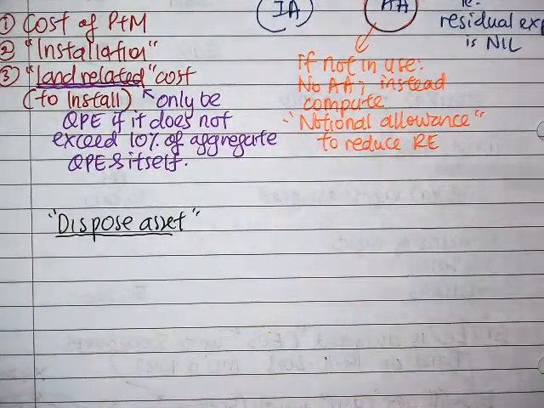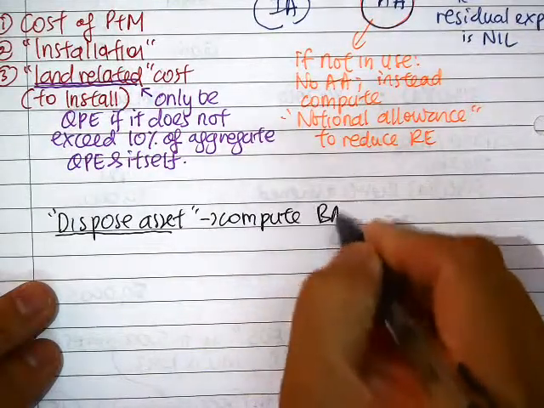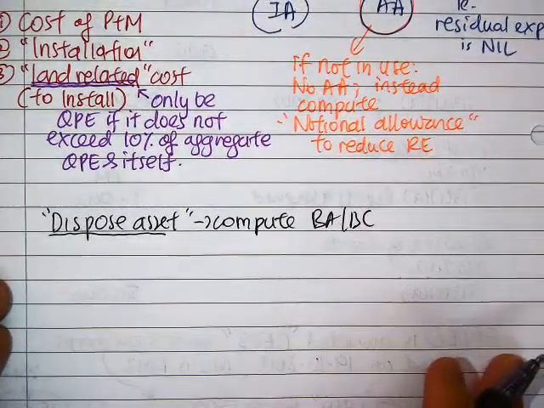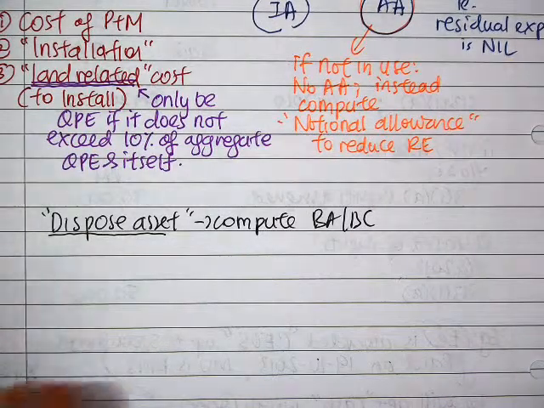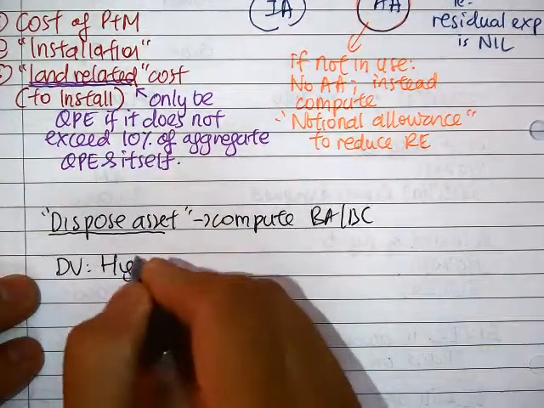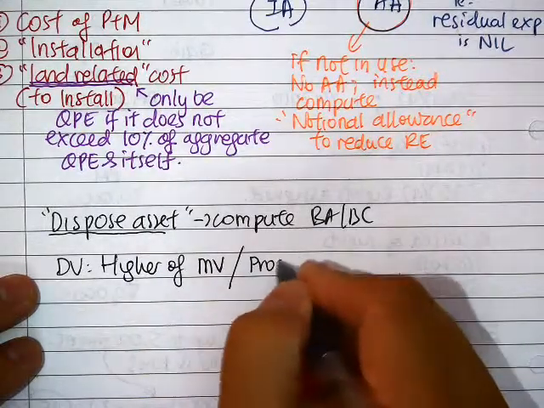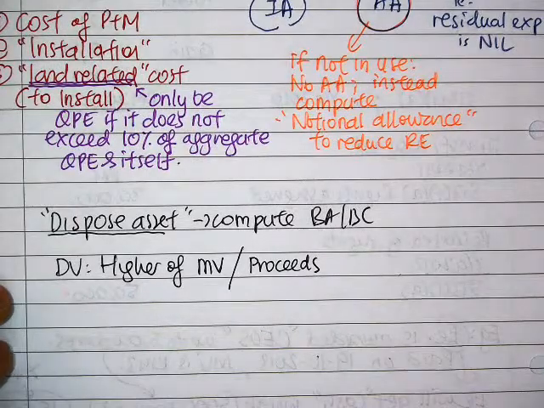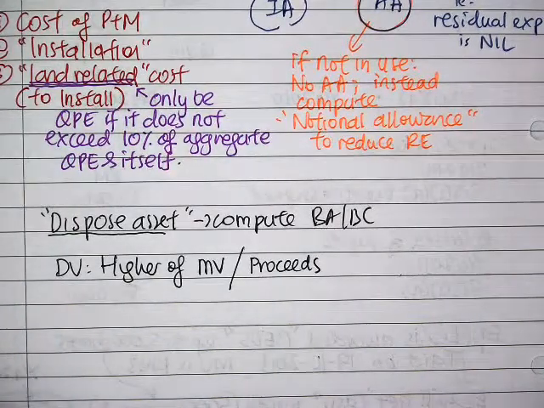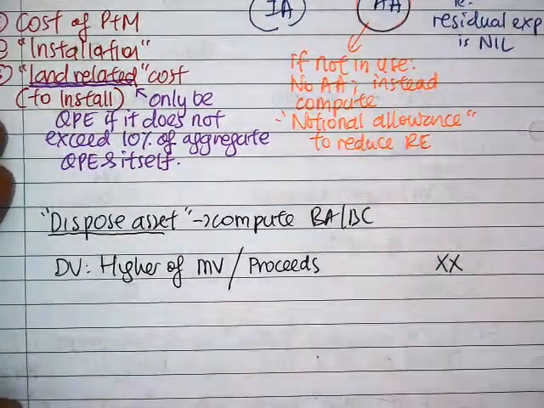Now just talk about normal disposal. So if you dispose of an asset, let's say after 2 years, what you need to do is compute what we call BABC. How do you compute BABC then? Usually the disposal value must be the higher of your market value or the proceeds. The market value is the market value when you dispose. So when you dispose, what's the market value, and how much did you dispose it for, the proceeds. You take the higher of the two as your DV.